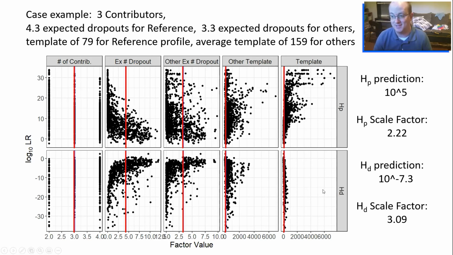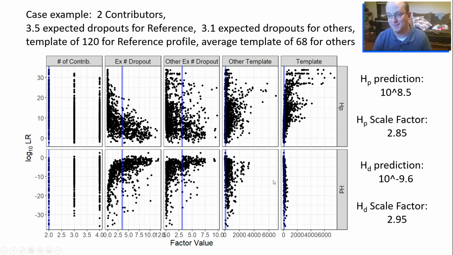And if we had a different case, you can put in different values of these features. So instead of having 3 contributors, you have 2 contributors and a different number of expected dropouts. Regardless of what your current case is, we can still obtain the predicted values from the random forest model corresponding to what you would guess for an average log LR under an HP true scenario and its scaling factor, and what you would expect to see for a log 10 LR if this were an HD true scenario and the corresponding scaling factor.